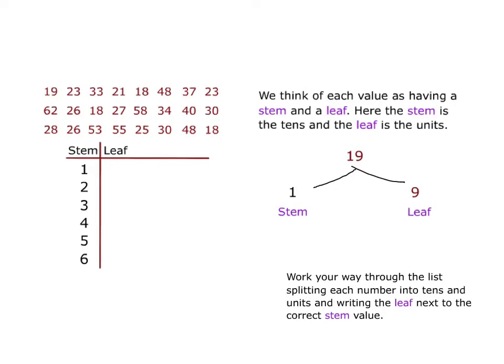So, in your book, I'd like you to work your way through the list of data, splitting each number into tens and units and writing the leaf next to the correct stem value. So, for example, I would write in 19, it's got a stem of 1 and a leaf of 9. Then I will take 23, which is a stem of 2 and a leaf of 3, and so on. Press pause on the video while you do that and then press play.